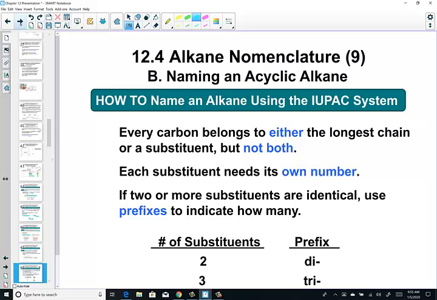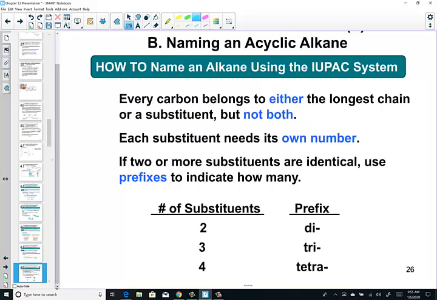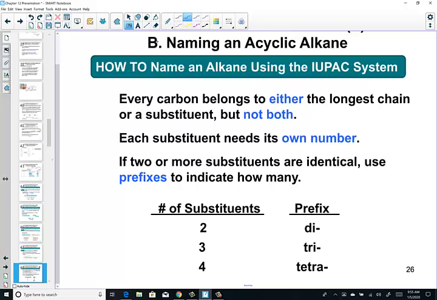If you're naming two or more substituents that are the same, use prefixes to tell me how many there are. For instance, if I have two groups that are the same, the prefix I use is di. If I have three groups that are the same, the prefix I use will be tri. For four, it's tetra, and so forth.